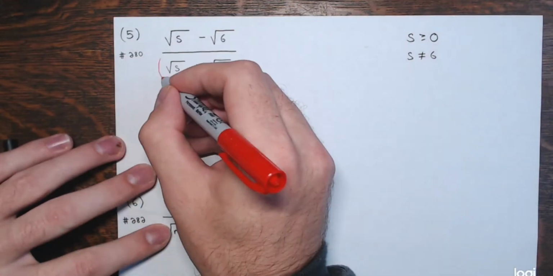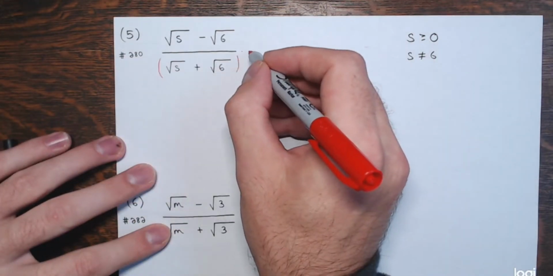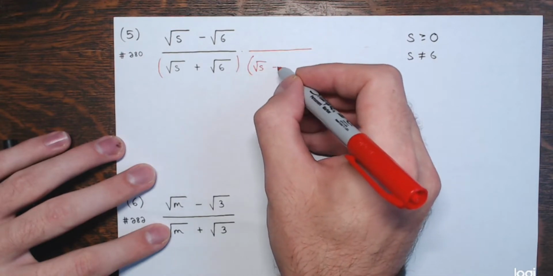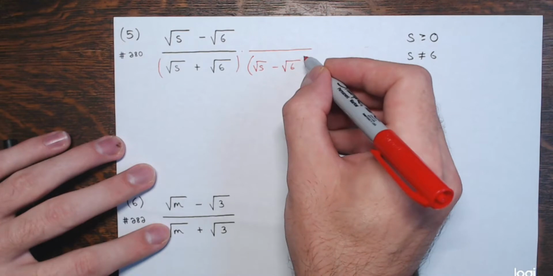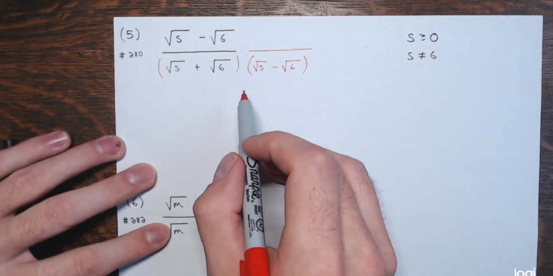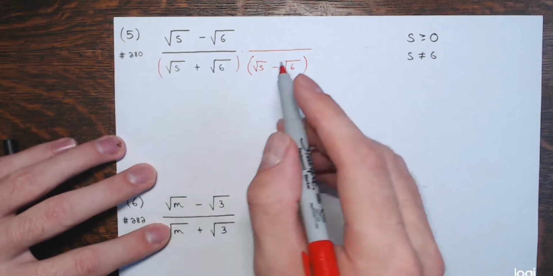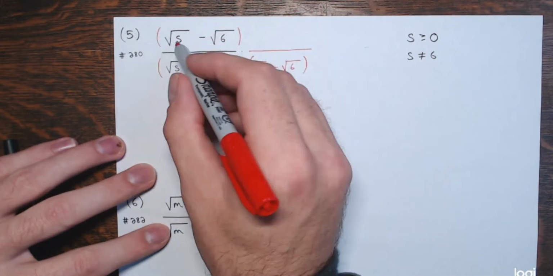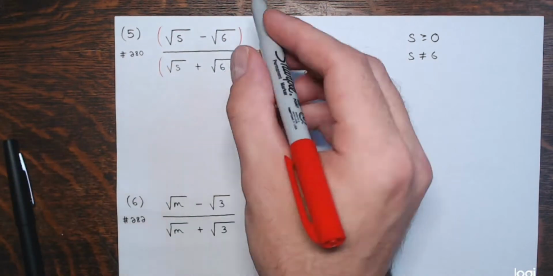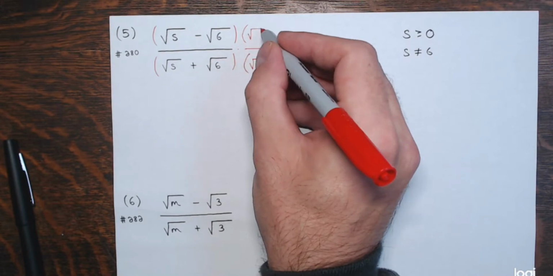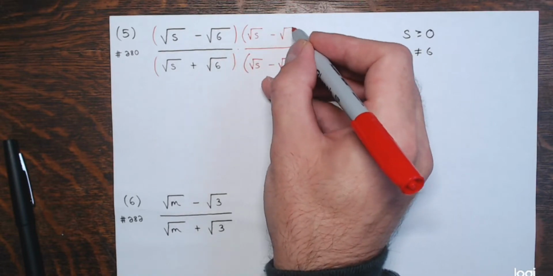Because if I multiply by the conjugate of the denominator, that would be the square root of s minus the square root of 6. So s definitely can't be 6, because then I'd be multiplying the denominator by 0, and that would be bad, right? You can't have denominators of 0. And the numerator has multiple terms, so I'm putting that in parentheses as well, and that's getting multiplied by that same conjugate, the square root of s minus the square root of 6.